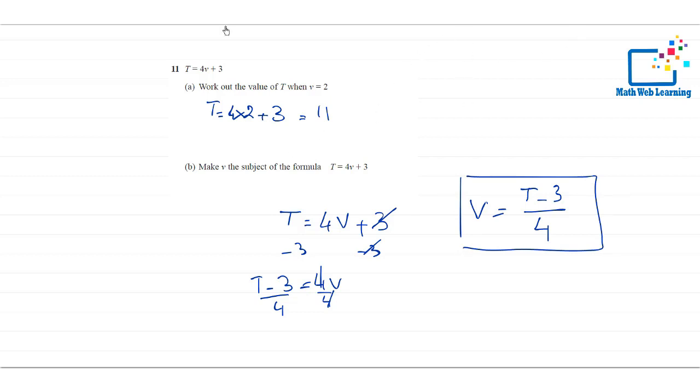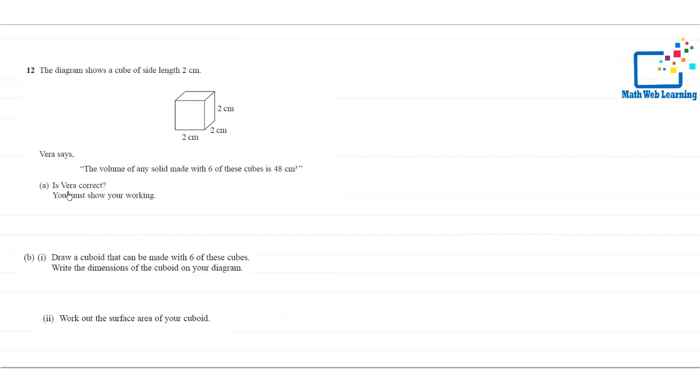Next question is question 12. Alright, Vera says that a solid made with 6 of these cubes is 48 cubic centimeters. Any solid. Is she correct? Well, yes, she is. I'll explain why. Because 48, now we've got 6 of these times 8. Right, we've got 6 of these, and 8 is a cubic number. Okay, it's this one, 2 times 2 times 2. So then it's yes. Alright.